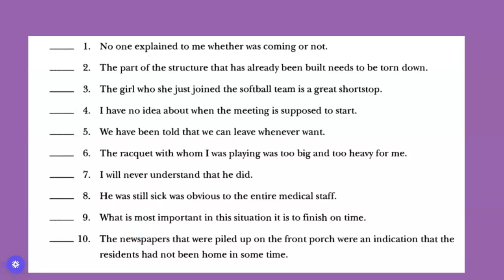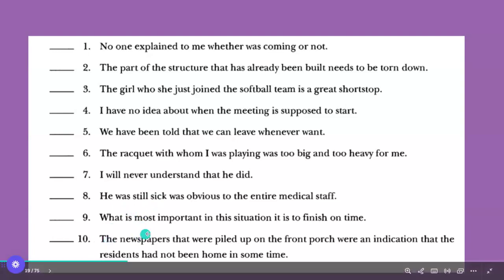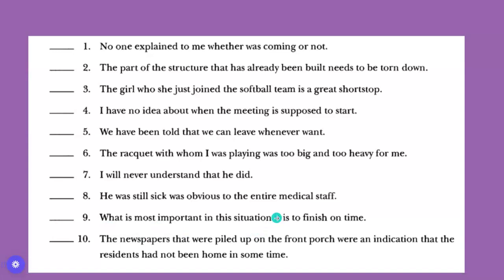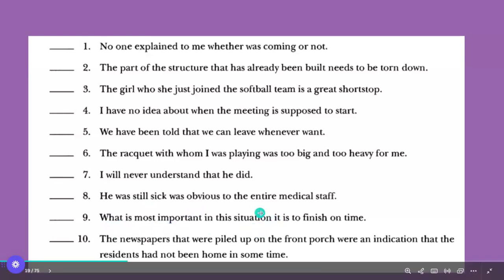What is most important in this situation is to finish on time. I think it's complete or correct. Let's read again. What is important in this situation? It is to finish on time. If you see this, it is extra. If we eliminated it, it would sound correct. What is most important in this situation is to finish on time. And no, it is to finish on time, because all of this is already the subject.